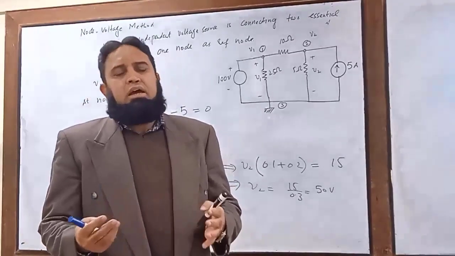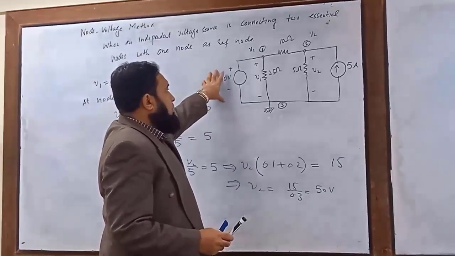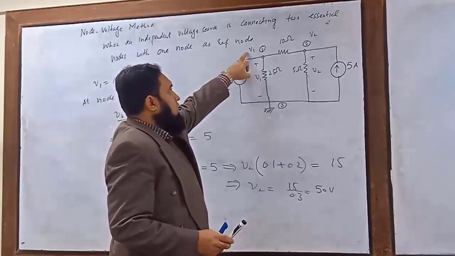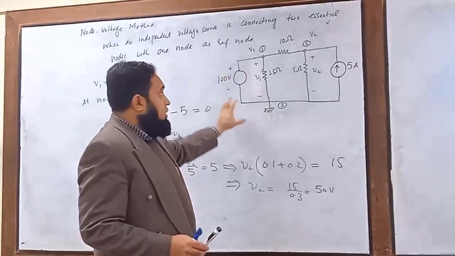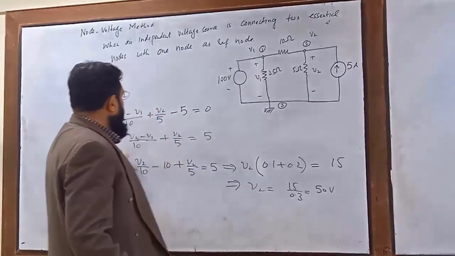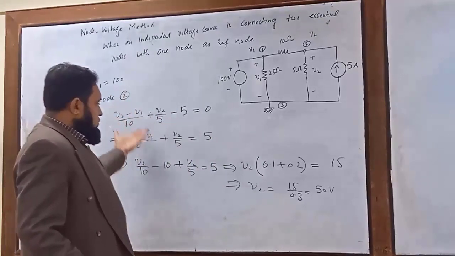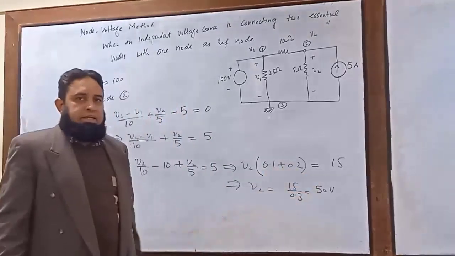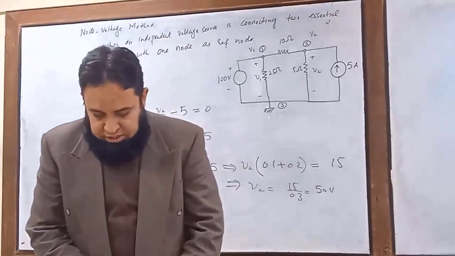So just consider this factor also. If there is a constant independent voltage source between two essential nodes, where one essential node is the reference node, just make use of that information, and you can simply reduce the problem to a very simplified nature. So this is case number 1. Now we can consider case number 2.